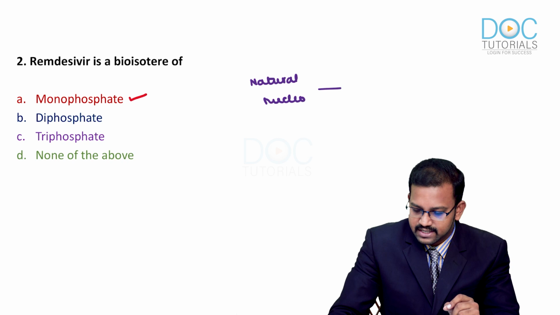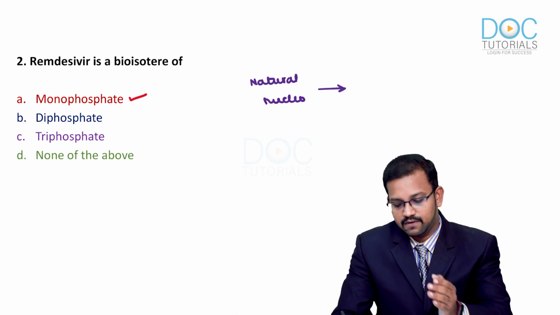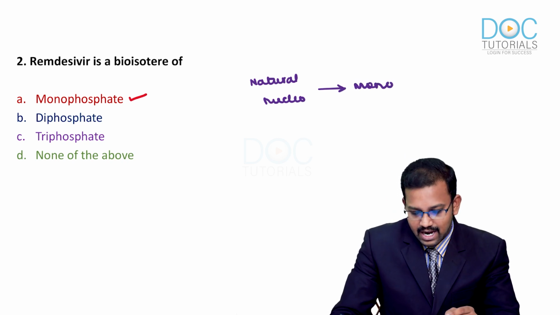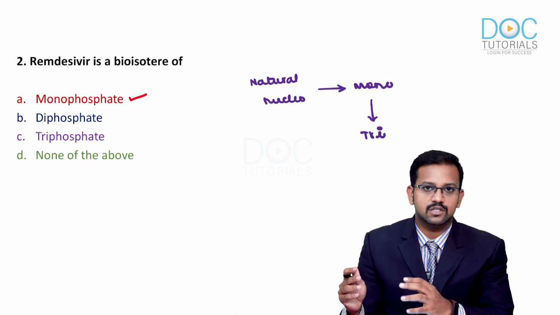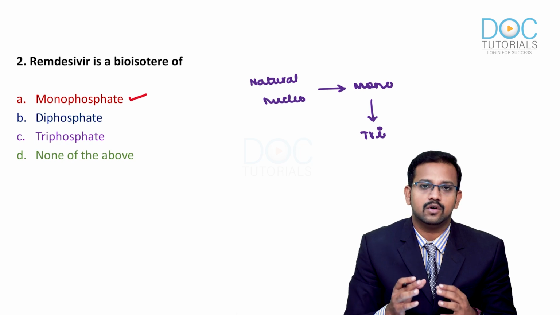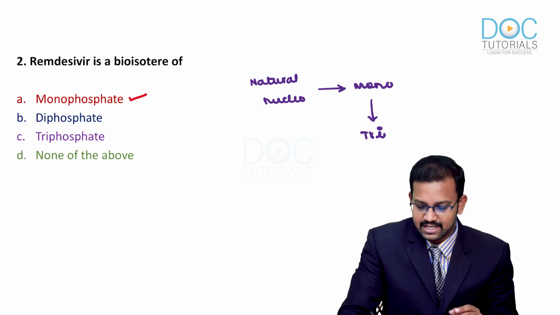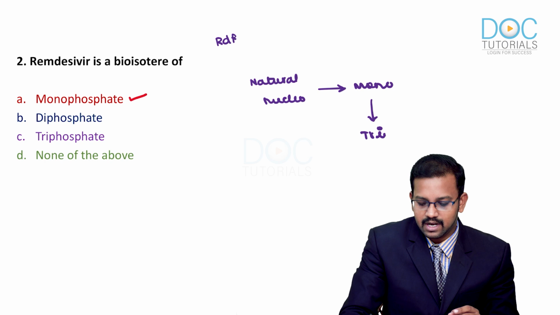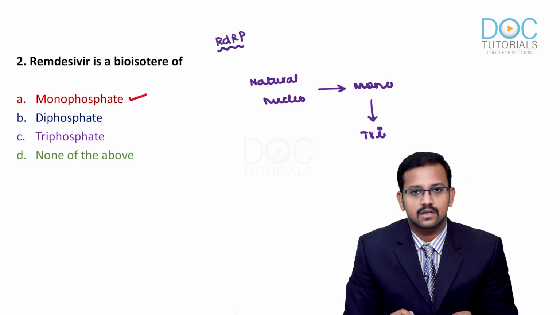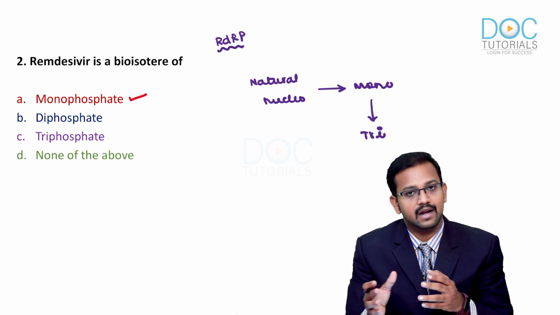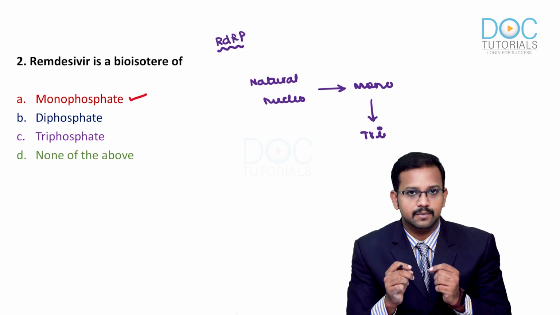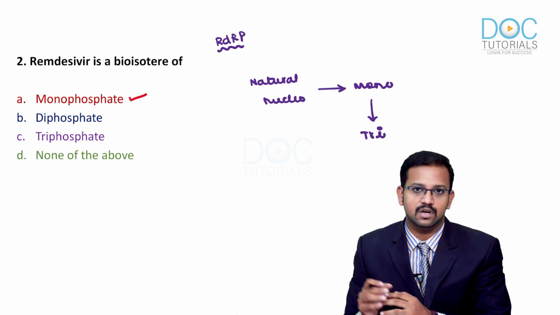The natural nucleosides first need to be converted to monophosphate, and then to triphosphate. This triphosphate is going to get incorporated, leading to blockade of the primary enzyme, that is RNA-dependent RNA polymerase, right? As this is a natural nucleotide, RNA-dependent RNA polymerase is going to be stimulated and the further process is going to continue, guys.